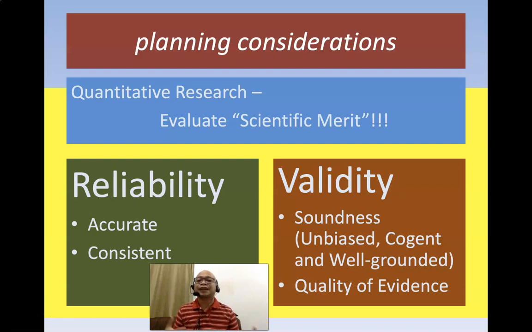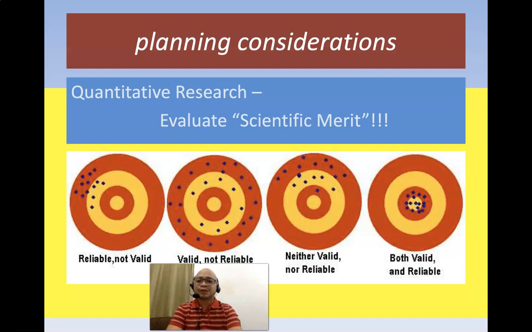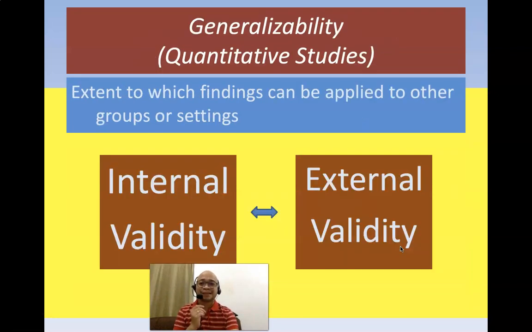Meaning to say, if we're able to satisfy these considerations, then we have a quality of evidence in order for us to derive generalizations in our study. So when we say evaluate the scientific merit, we are actually concerned with this particular figure wherein the data that we are analyzing for our quantitative research will be both valid and reliable.